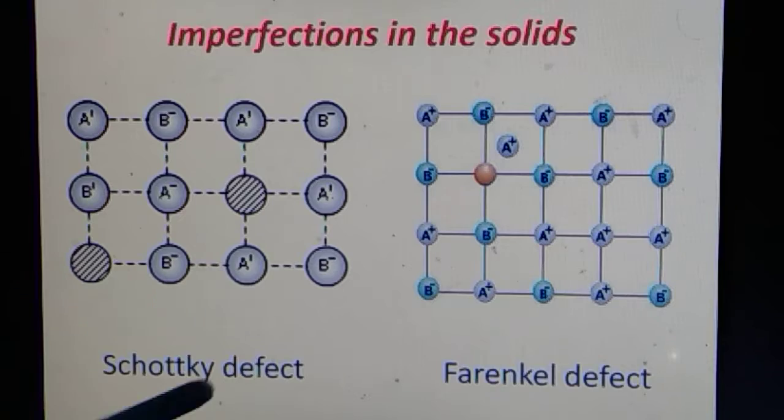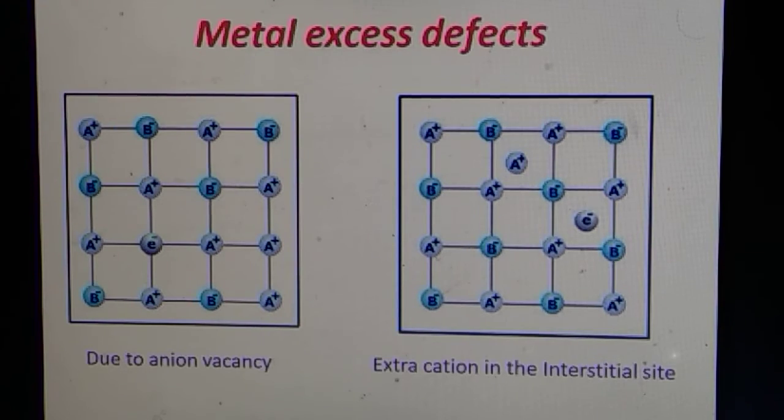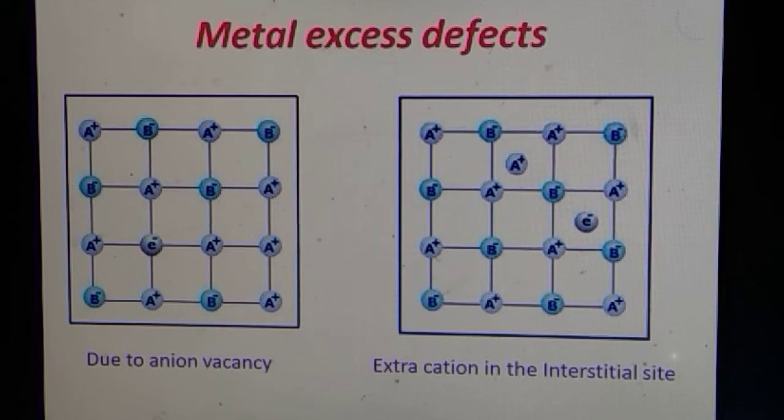One thing I am telling you students, AgBr is a solid which shows both types of defect. Next, we are discussing non-stoichiometric defect. Non-stoichiometric defect is of two types. One is metal excess defect, another is metal deficiency defect.